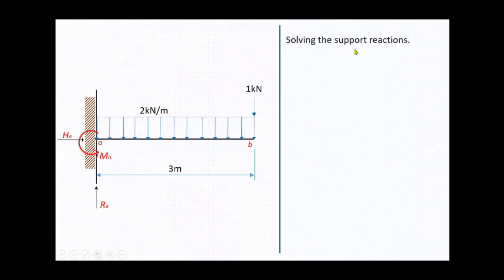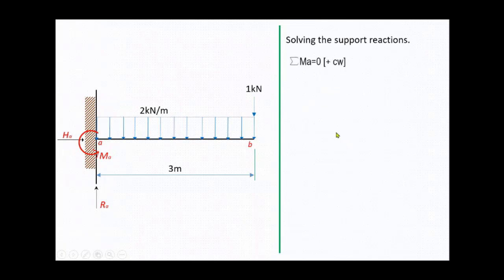It is advisable that we take the moment at a point or location where the only unknown left is one. So if we take summation of moment at A equals 0, the only unknown is M sub A, since H sub A and R sub B cannot take a moment because they have no perpendicular distance from A.